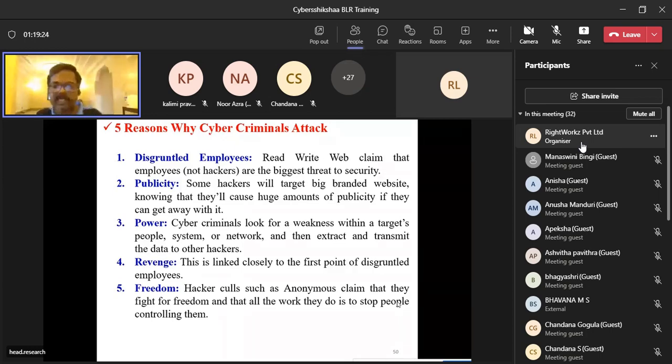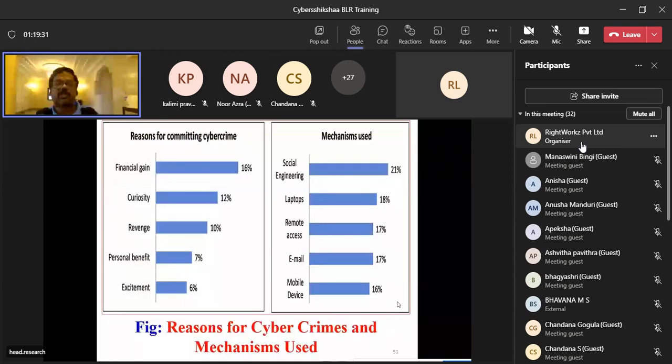So for reasons for cyber crimes and the mechanisms, I am going to explain the chart. Reasons for committing cyber crime: financial gain 16%, security 12%, revenge 10%, personal benefit 7%, excitement. Mechanisms used: social engineering 21%.